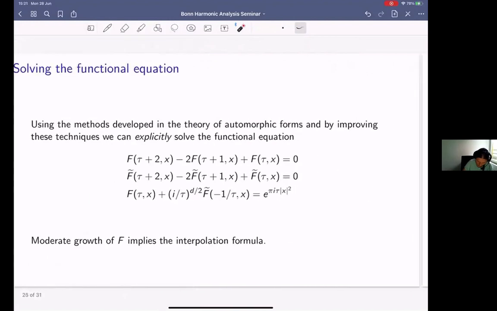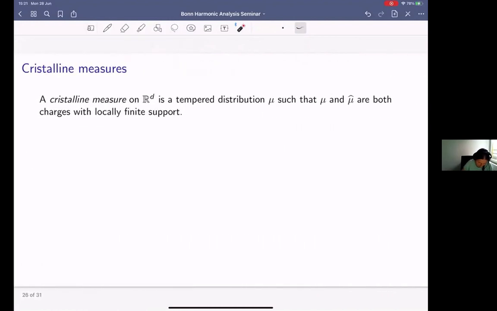Okay, so maybe the last topic I would like to talk about is the relation of Fourier interpolation and Fourier uniqueness pairs to crystalline measures.